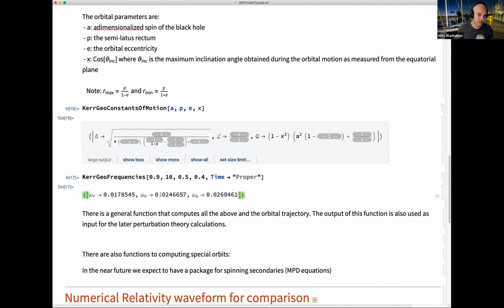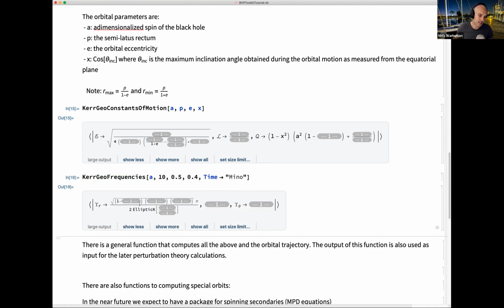And then you see the symbol changes, so typically small omegas for the proper time. And there's also another one called Mino time, which is useful for separating the radial and polar motion of geodesics around Kerr black holes. In this case, epsilon is the character used for those frequencies. Again, if you want, you can say, actually, I want to have this analytically, and it will give those analytically this time in terms of elliptic integrals.